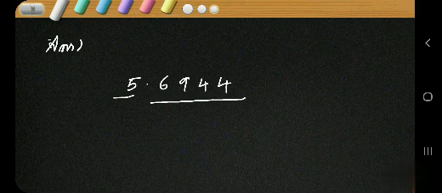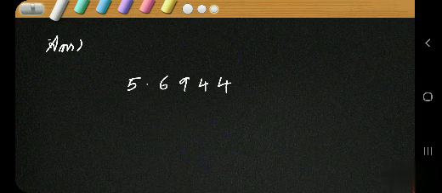Which is the number? Yeah, the number is 5.6944. First, what we have to do? Yes, it is better to mark the places upon the digits. 5. The whole number part is 5 here, isn't it? Which is the decimal part? Yes, decimal part is 6944. Whole number part is 5 and decimal part is 6944.